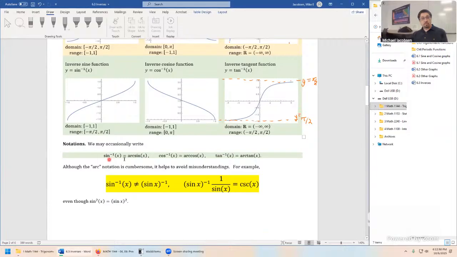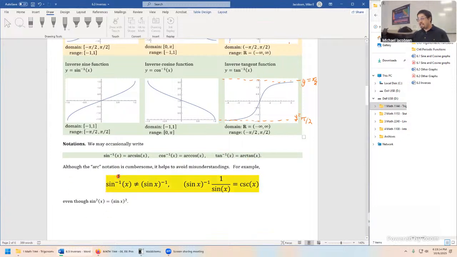Instead of writing sine inverse, we'll occasionally write arc sine. Instead of cosine inverse, occasionally we'll write arc cosine. And likewise, for tangent inverse, occasionally, just so our eyes are used to seeing it, we'll write arc tangent. That'll be similar in the homework as well as when it comes up again on exam 3.